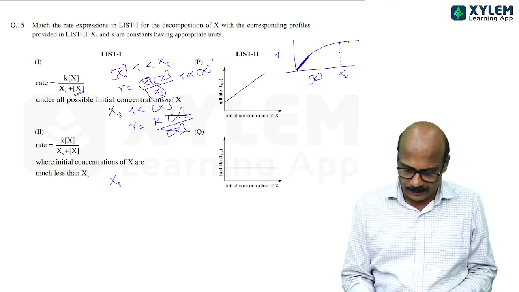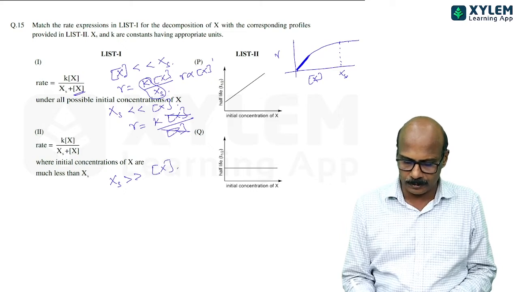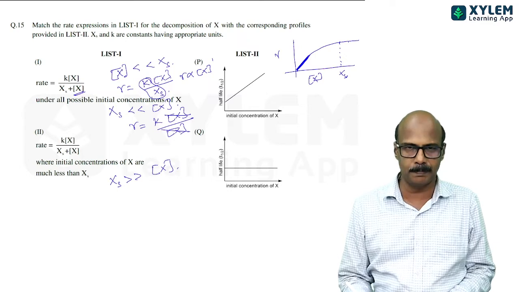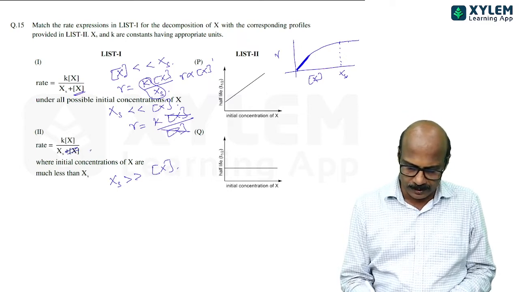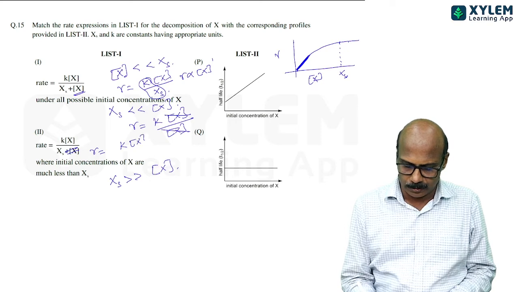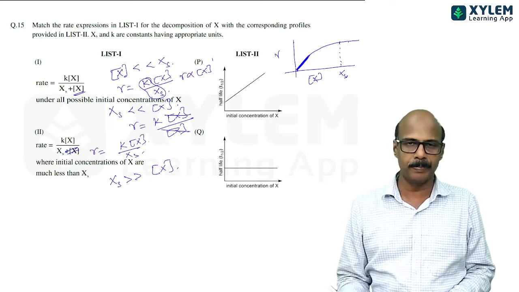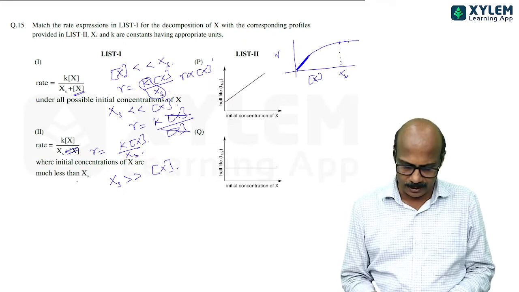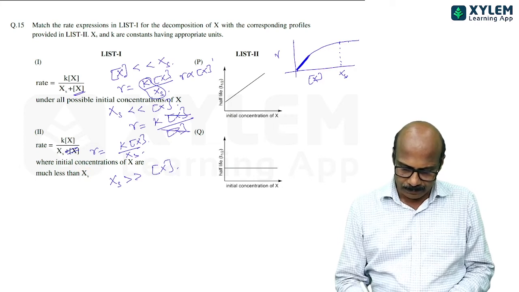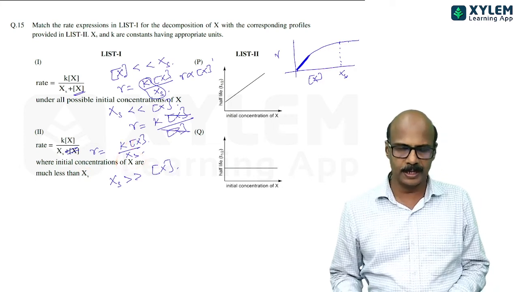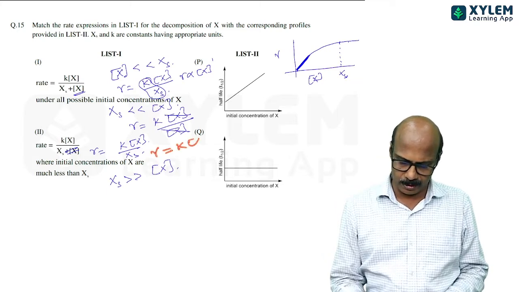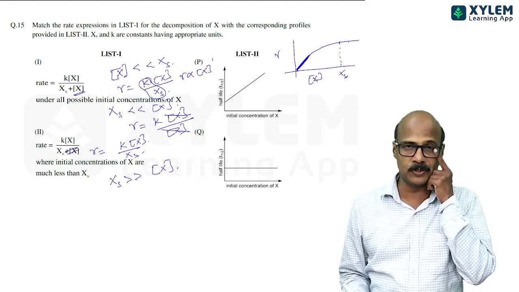That means Xs is much higher compared to the concentration of X. In this case, you can say the denominator is simply Xs only. Therefore, R is equal to K into concentration of X divided by Xs, because in the denominator you can neglect X since it is much less than Xs. We have already seen K by Xs is a constant. So we can say R is equal to K into concentration of X, or R is proportional to concentration of X. It's a first order kinetics.